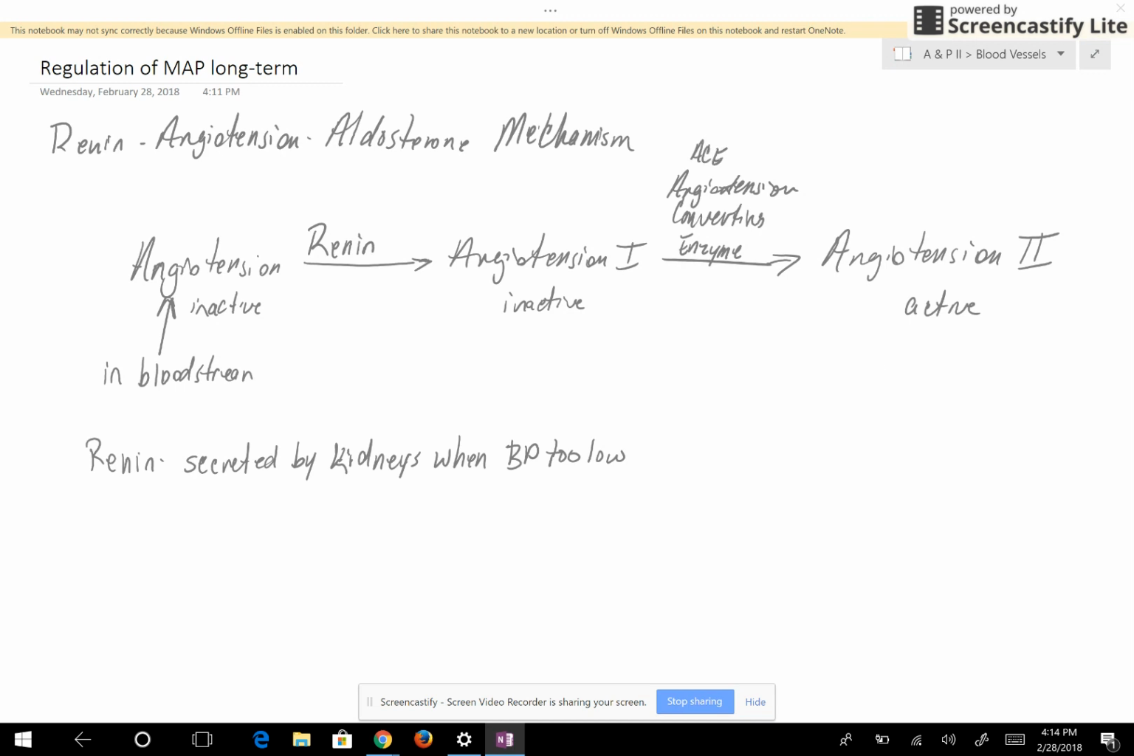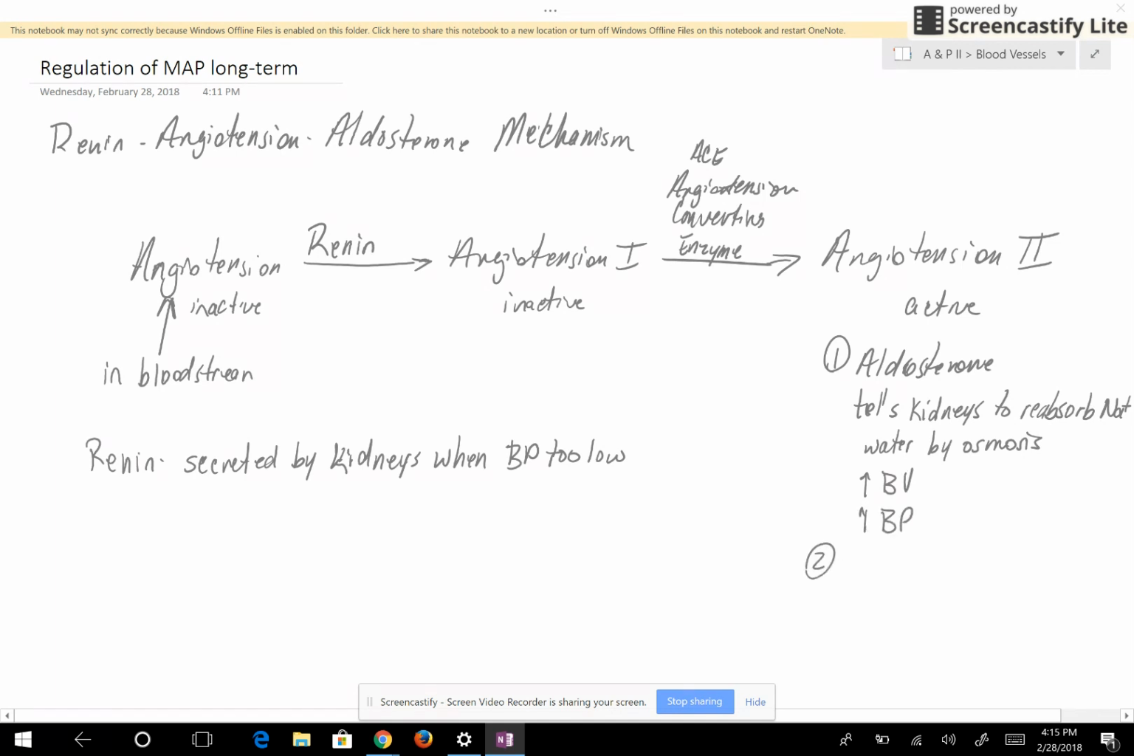Okay, so what is active angiotensin going to do? It's going to do two things. Number one, active angiotensin is going to cause aldosterone to be secreted. We know aldosterone already as being our long-term stress hormone. Aldosterone is going to tell the kidneys to reabsorb sodium. And with that sodium, water comes by osmosis. This is going to increase the blood volume, which increases blood pressure.